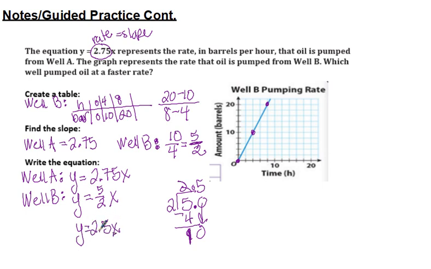So now that we have their slopes and we have their rates and all those good things, we can compare them. And so if well A is moving at a rate of 2 7/75 and well B is moving at a rate of 2.5, which one is pumping oil faster? Well, our answer would then be well A.